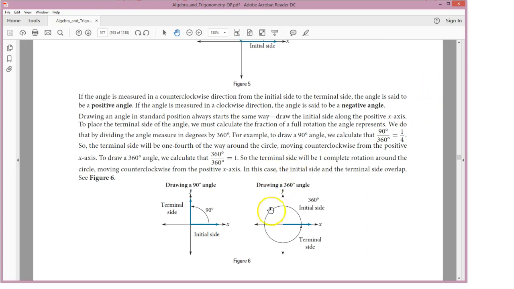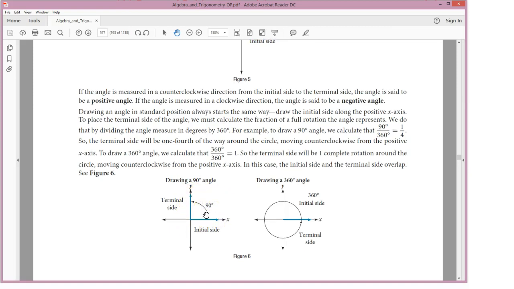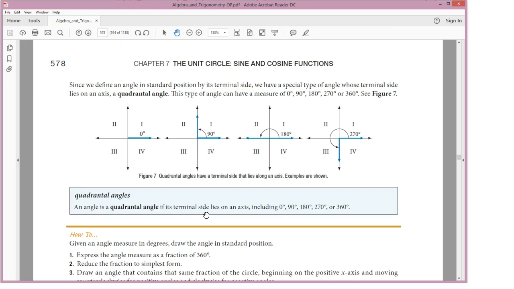For example, you can see that the initial side and the terminal side are overlapping. So you are moving in this direction and you end up again here, and this becomes 360 degrees. Or your initial side is here, you keep moving in this direction, you stop here, and then this is 1/4 of the way, which is 90 degrees, a right angle or a 90-degree angle.